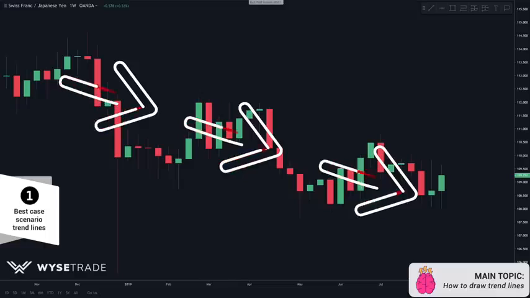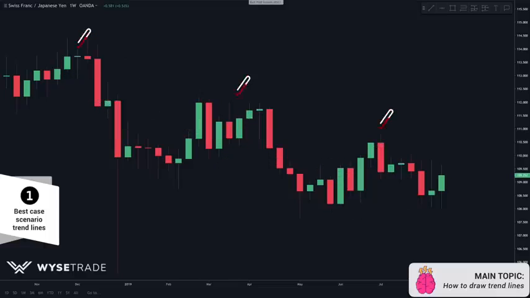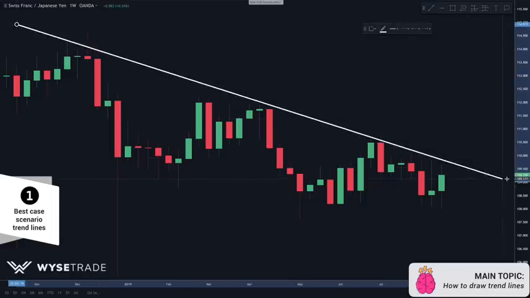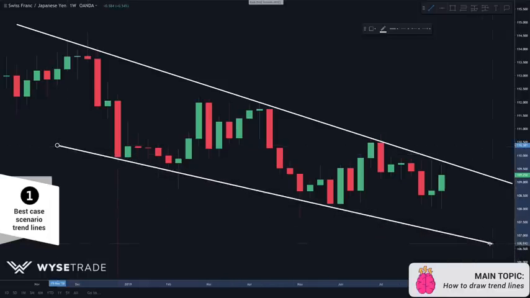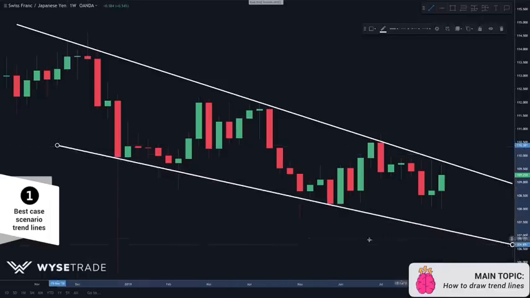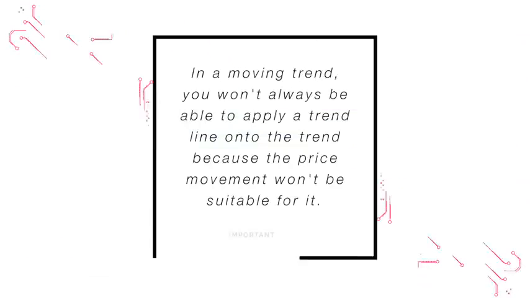So next, here's your moving downtrend. And again, we connect the swing highs along the top and the swing lows along the bottom. So next. Now, this is an important point we want to discuss.